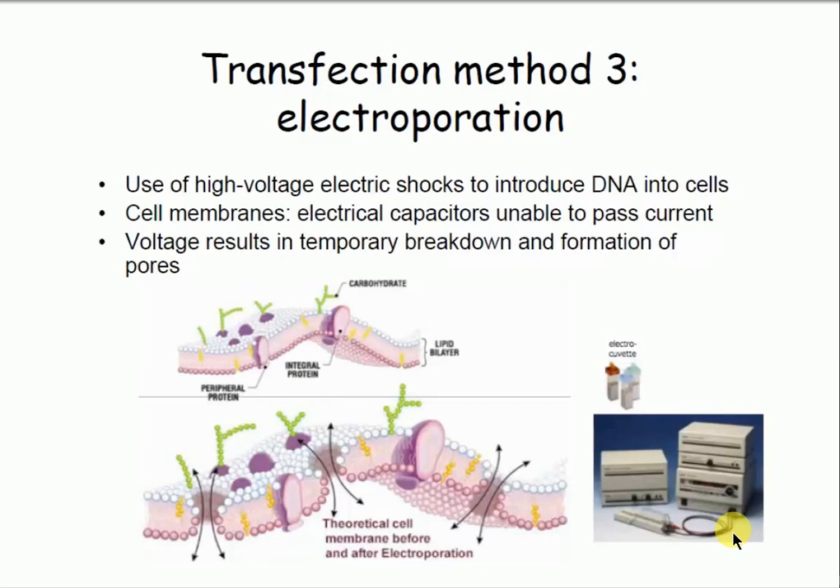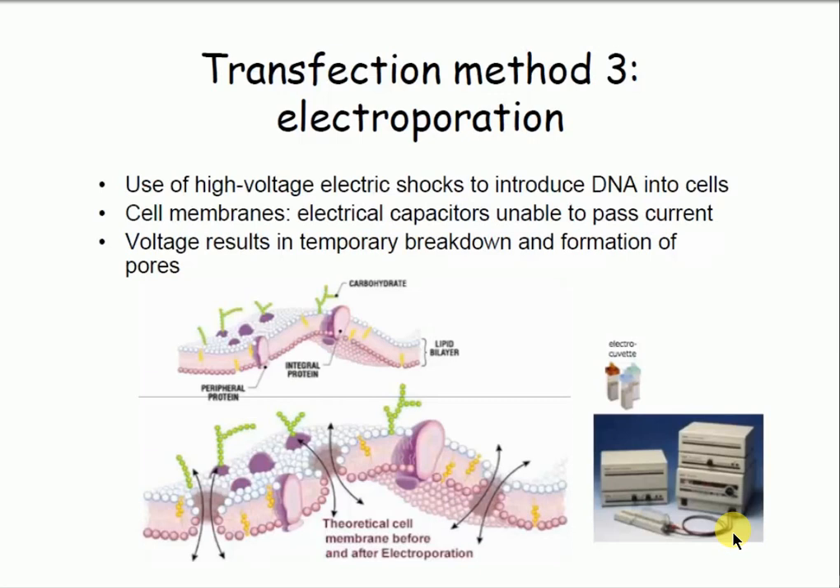And because the DNA is charged, it will migrate. But the electric shock does something else. Because cell membranes are an insulator, current will not be able to pass. So if you apply a current, this produces holes into the cell wall. And this is the way how the DNA gets in. So if you apply a high voltage, this results in a temporary breakdown of the cell membrane and formation of pores. And this is how the DNA gets in.